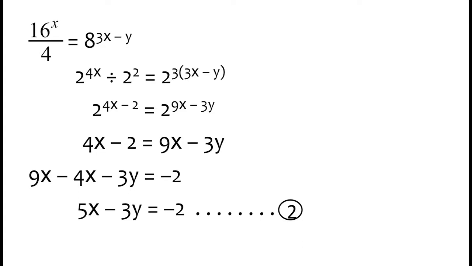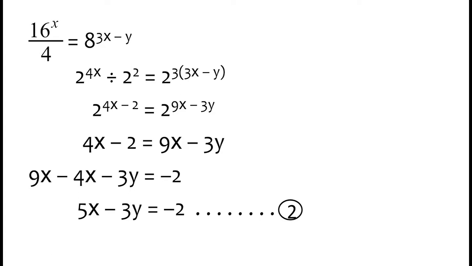So by expanding or removing the bracket, you now have 3 times 3x will give us 9x, and 3 times minus y will give us minus 3y. So I now have 2 to the power of 4x minus 2 on the left, and 2 to the power of 9x minus 3y on the right. The common base 2 is gone, and you are now left with 4x minus 2 equals 9x minus 3y.